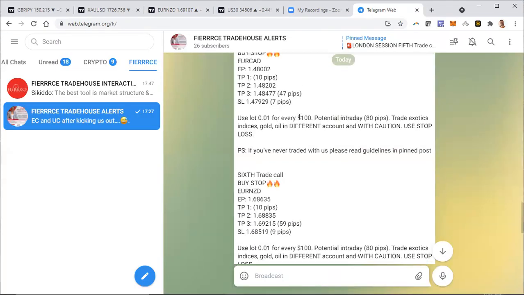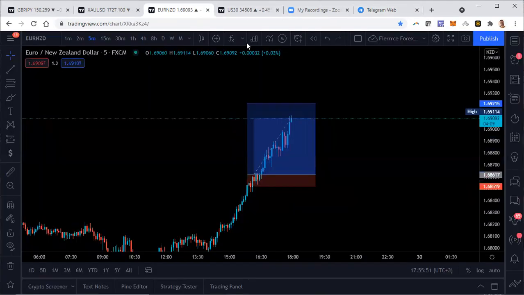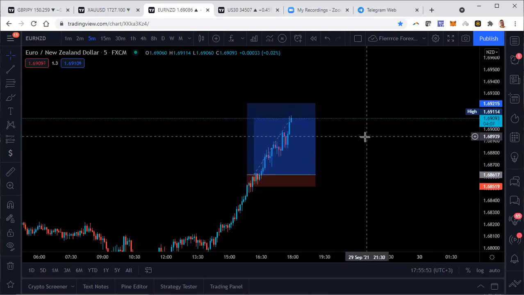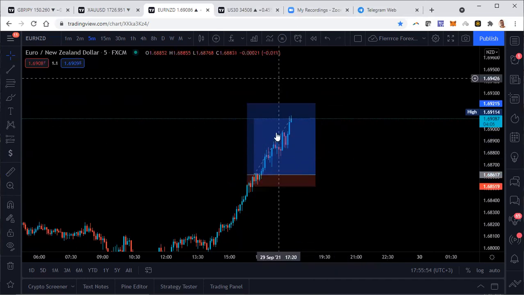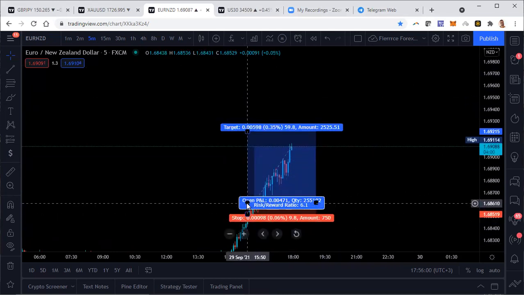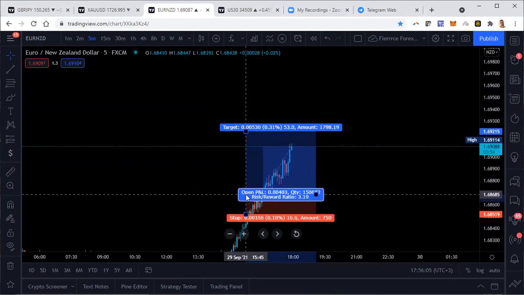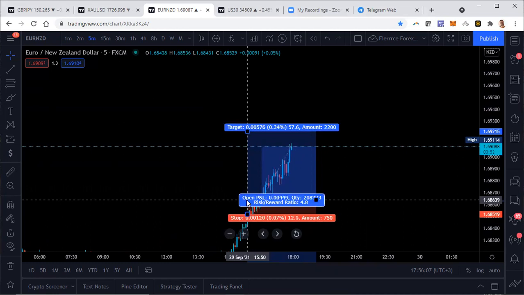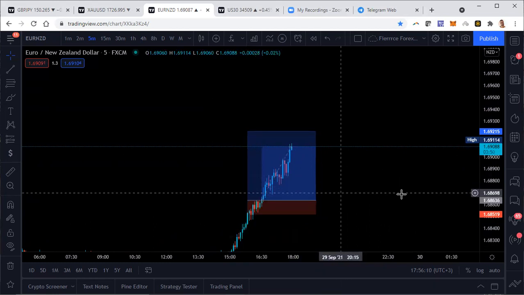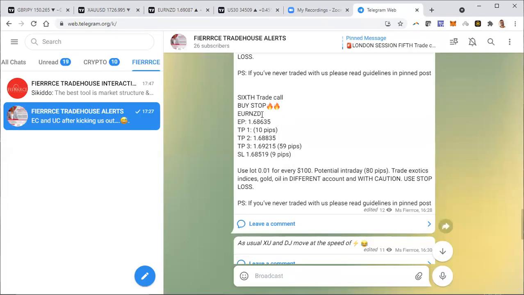You can see this is my signals group. This is today. And this was the final trade that I called out. You can see the entry price, 1.68635. And this is where we are at. 1.68635, okay. 635 is about there. That's where I called it. Okay, 636 now. And that was a buy stop.